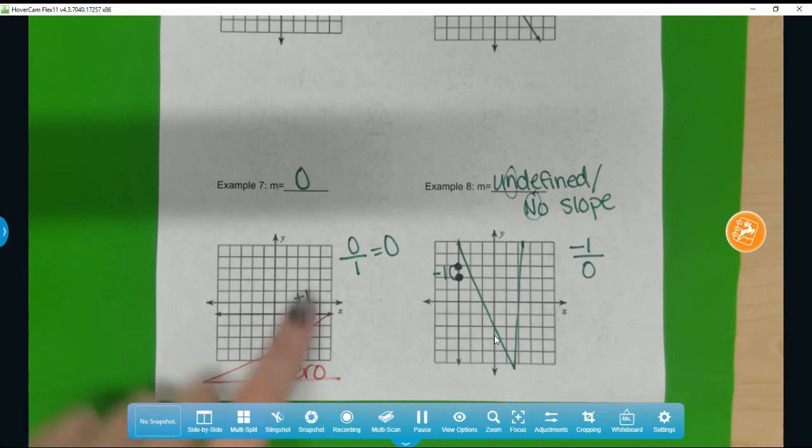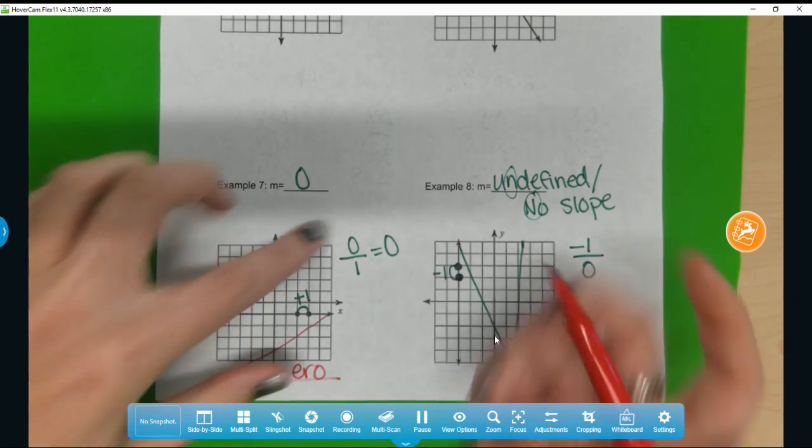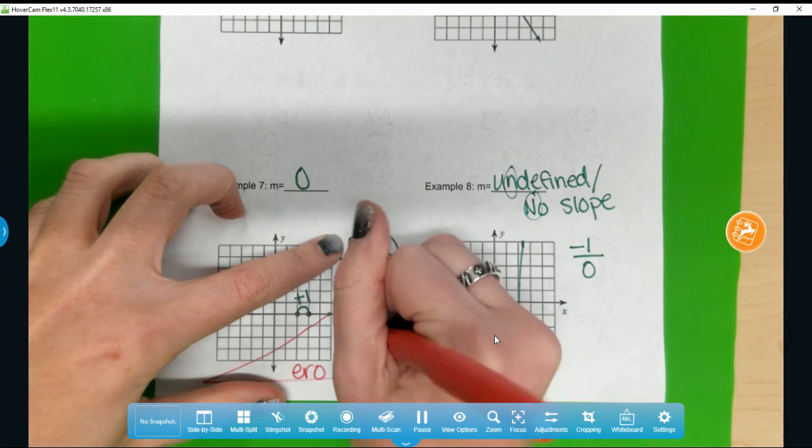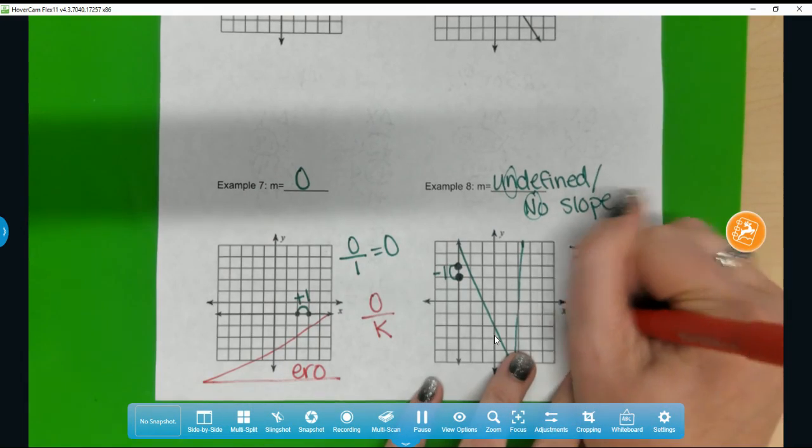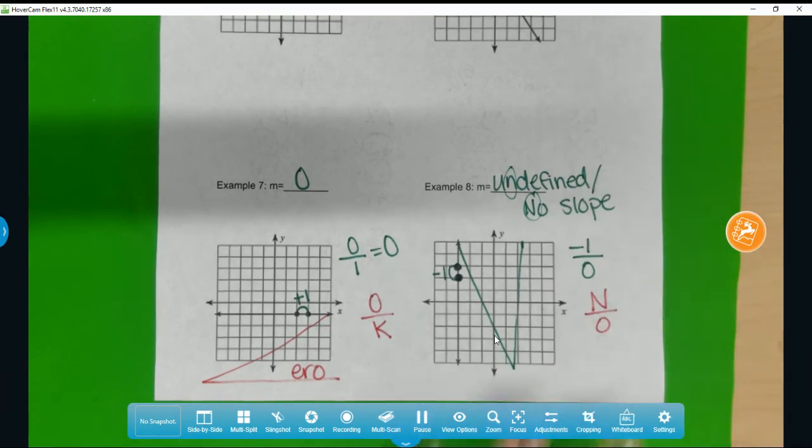Okay, another way to remember it. If 0's at the top, that's okay. If 0's at the bottom, that's not okay.